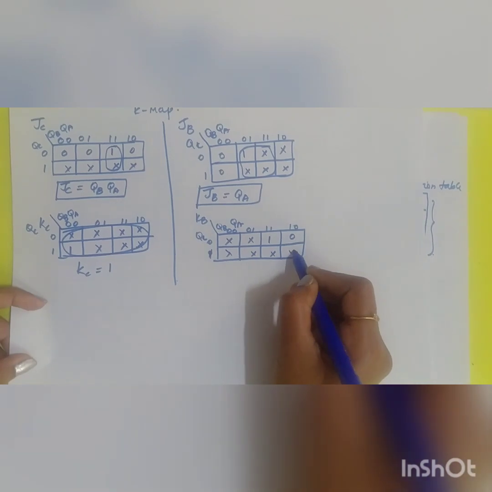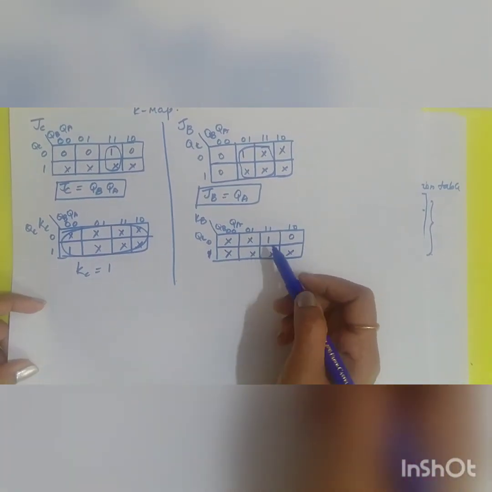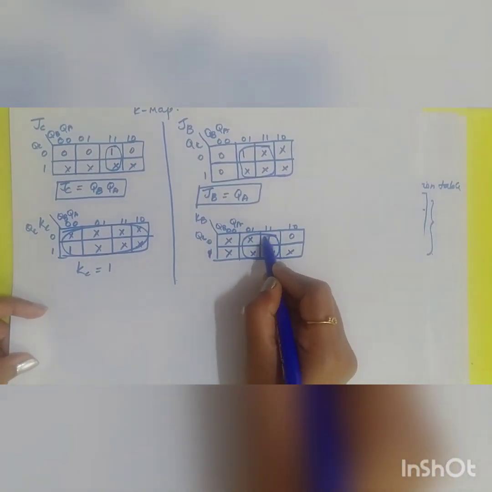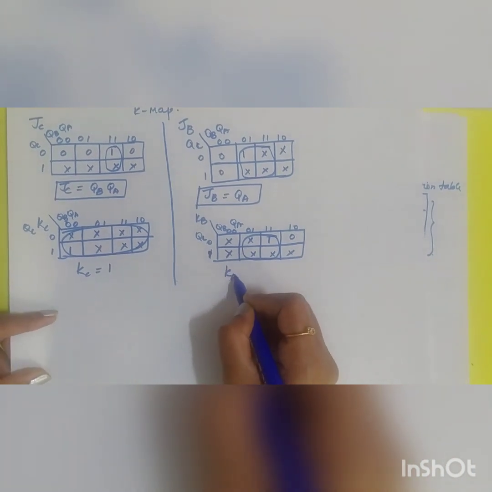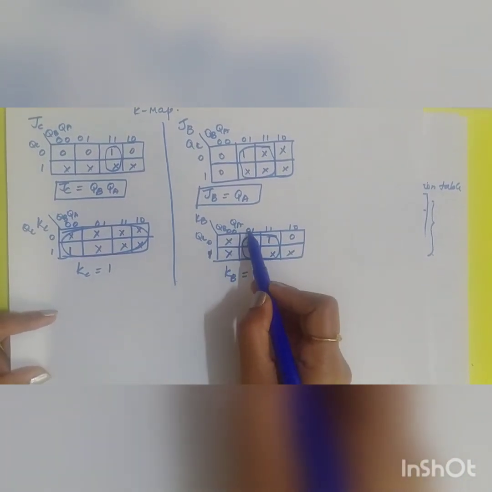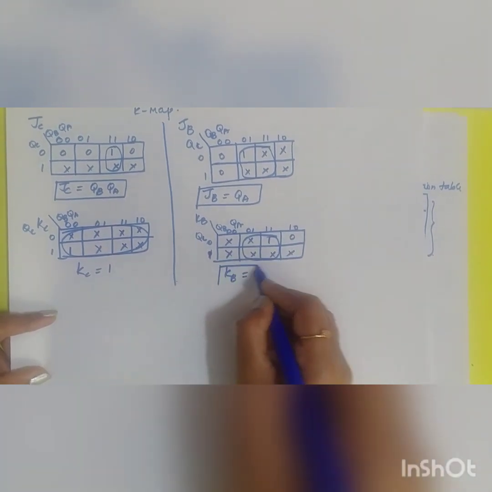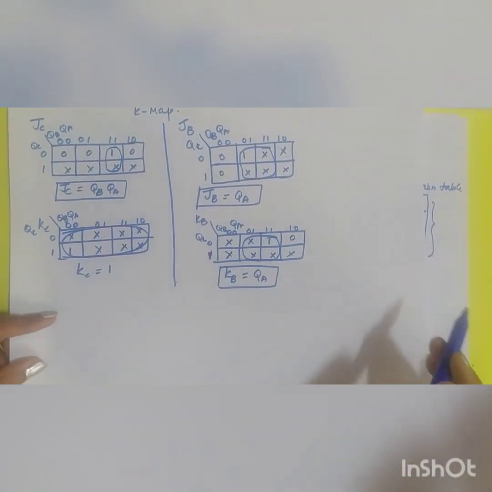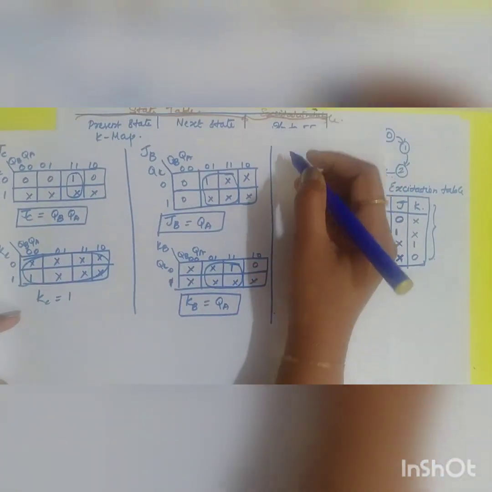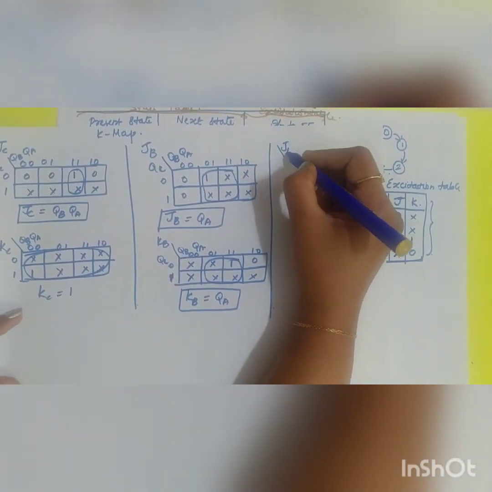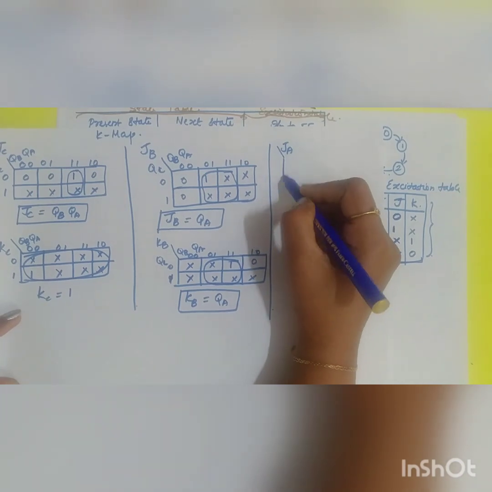Okay. So again, how can you group this? You can group these 4 together. So what will be your value for KB? KB will be equal to 00, 1 gets cancelled. It will be again equal to QA, 11. So it is QA. Okay. The last is your JA.